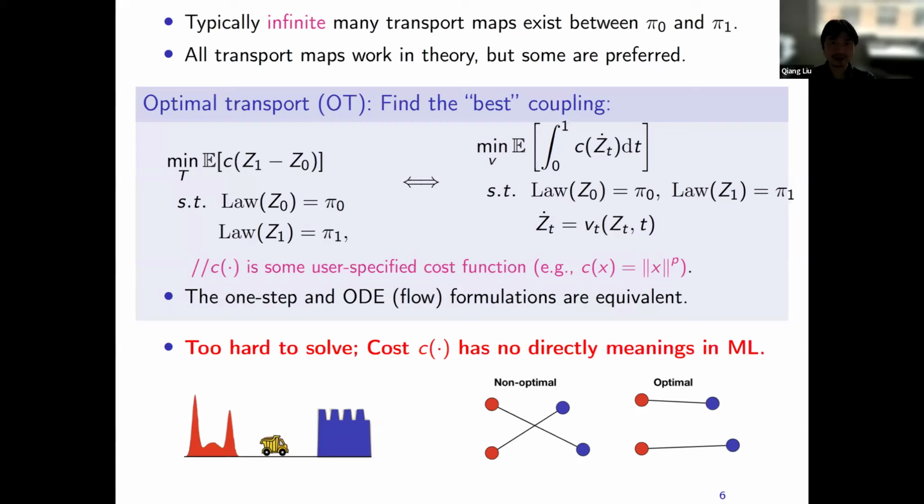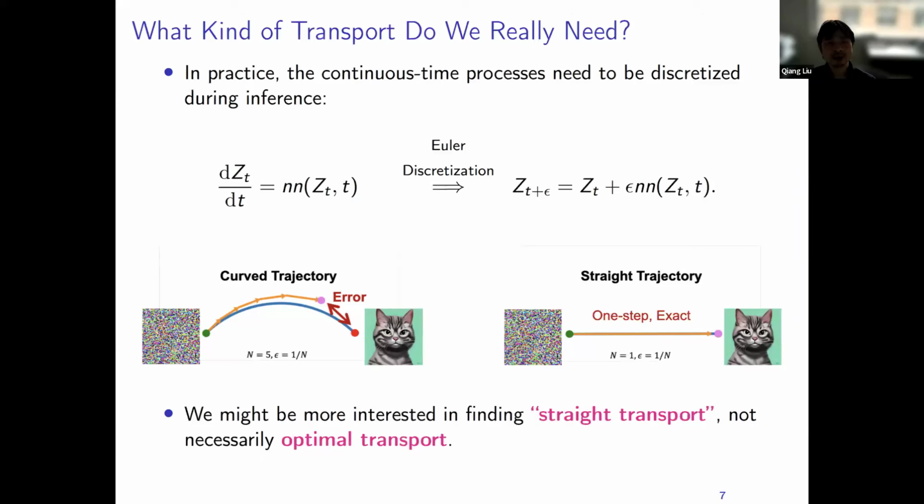It doesn't matter what the transport cost is, because here the cost is defined to be somewhat artificial. The cost depends on an arbitrary function C, which is a convex function. Typically people use a quadratic function, but you can use arbitrary functions, right? So it's not directly related to what we want to learn in terms of generative modeling. So then the question is, if optimal transport is not the most natural notion of optimality for generative modeling, then what notion of transport mapping should we look for? Turns out we think what's more relevant is something we call straight transport.